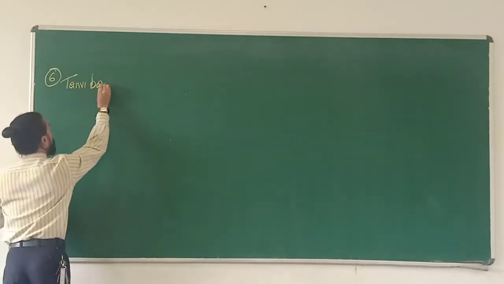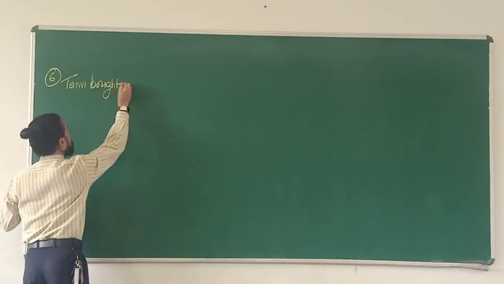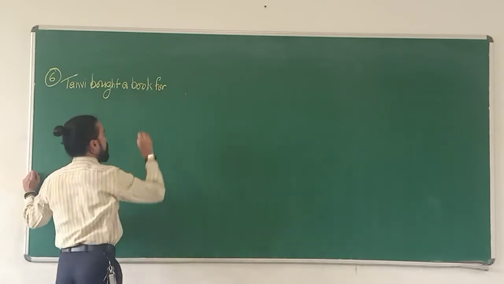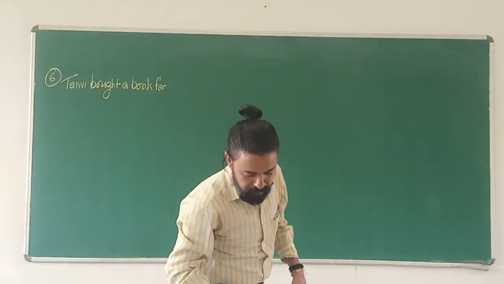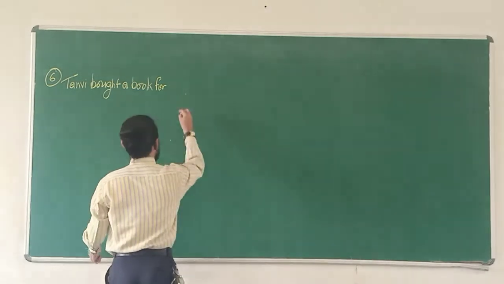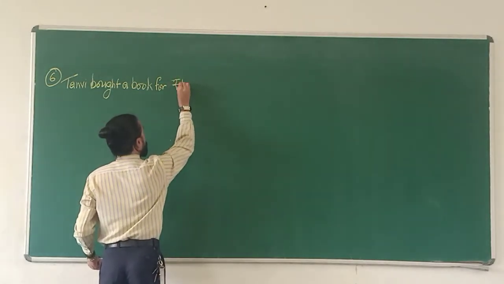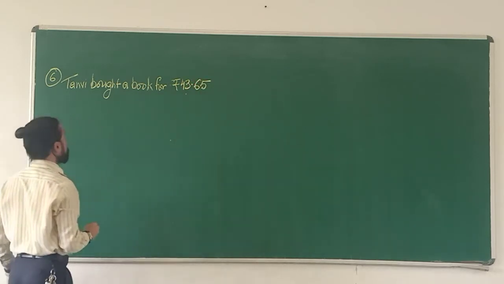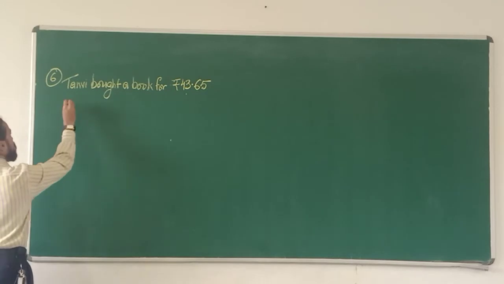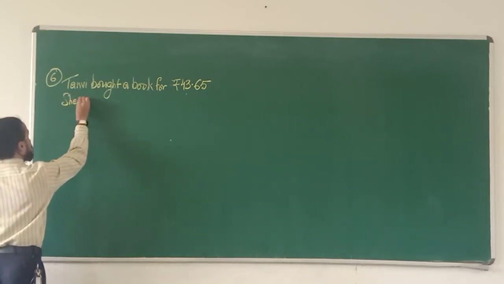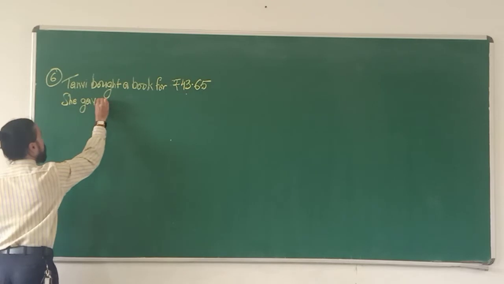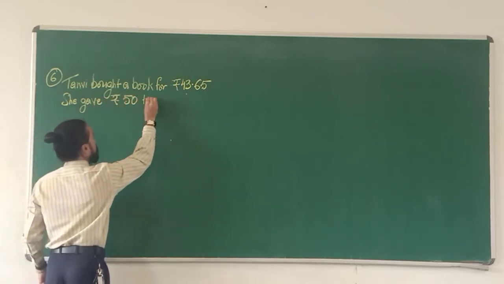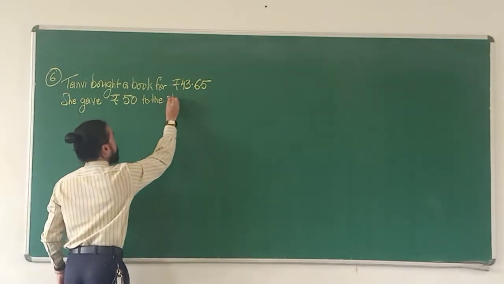Tanvi bought a book. How much money was the book for? 43.65 rupees. She gave the shopkeeper a 50 rupee note. She gave rupees 50 to the shopkeeper.